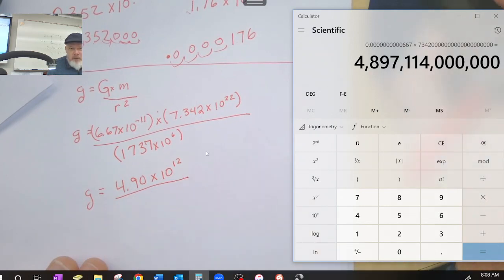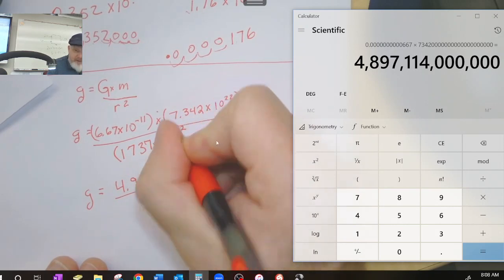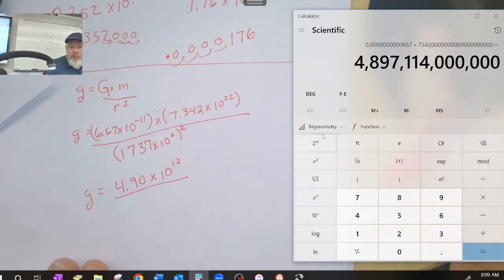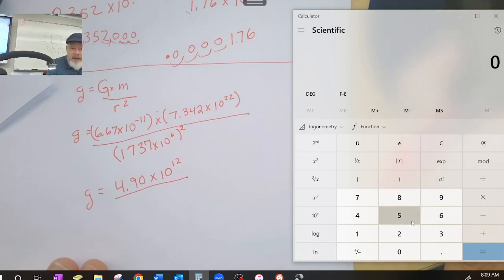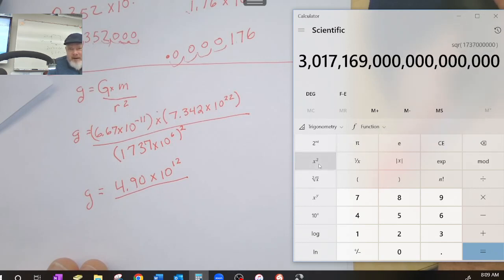Now we have to do the denominator, this part right here. To get the denominator, remember this is squared, and I forgot to write that in there. Let's clear this out. We're going to say 1737 times 10 to the 6th power. But this is squared. So on the calculator you'll have a little x to the 2. That means squared, so we're going to take this number and multiply it by itself. And whoa, look at that big, big number.